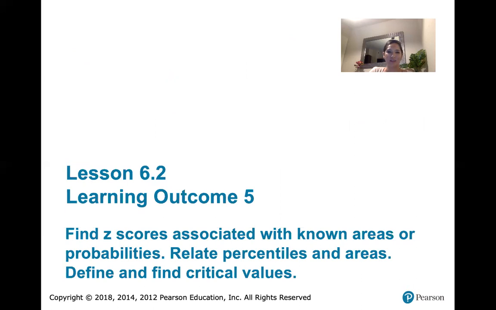In the next video, we're going to talk about how to find z-scores associated with known areas or probabilities. So we're just going to do it the other way around.